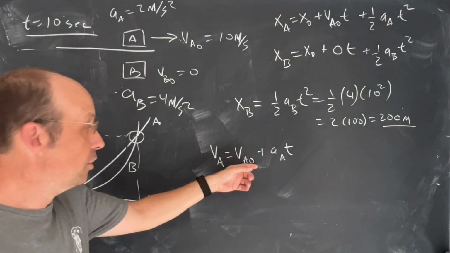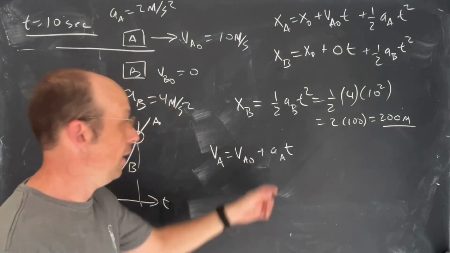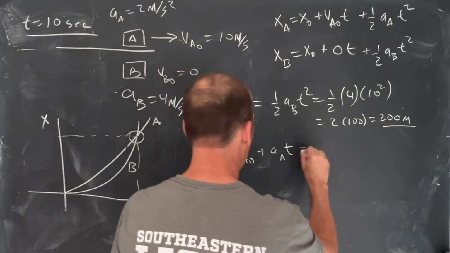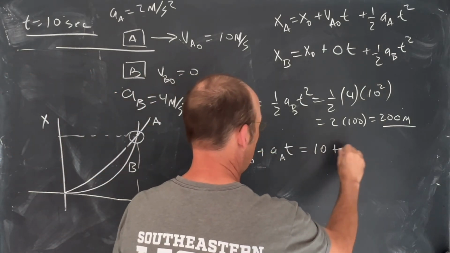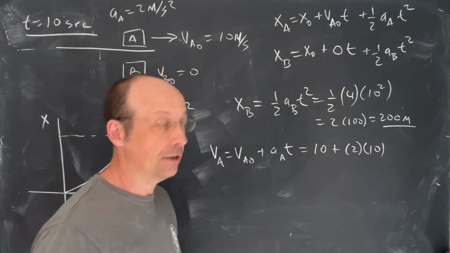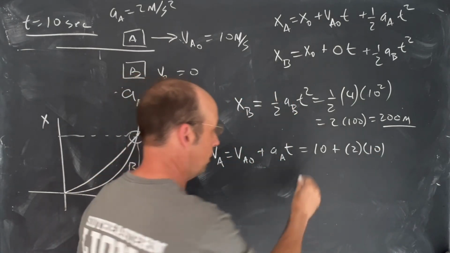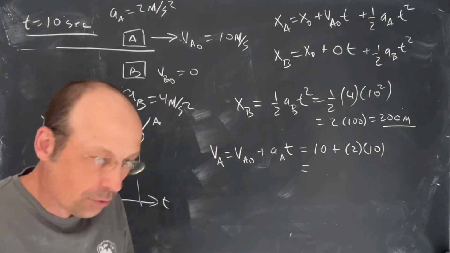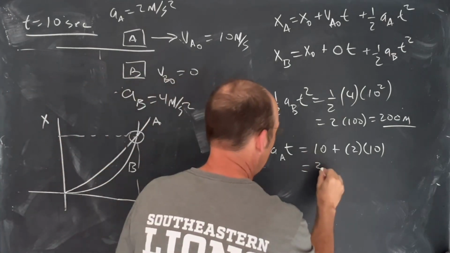So if I know the initial velocity, I do. If I know the acceleration, I do. And the time, I do. I can put it in. I get 10 plus 2 times 10. So 2 times 10 is 20, plus 10 is 30. If you put that in your calculator, I'm not going to judge you. You do you. Okay, I can do that in my head though.